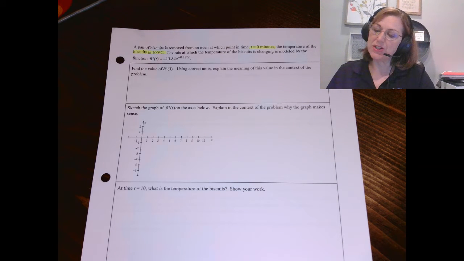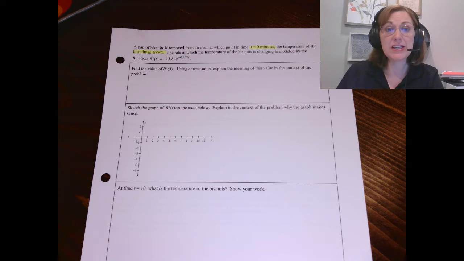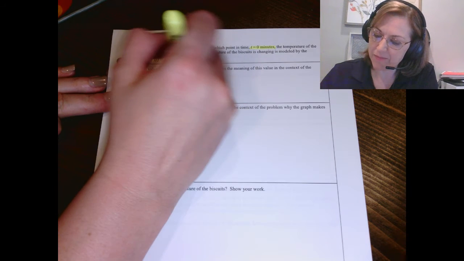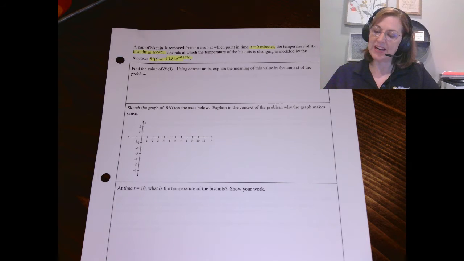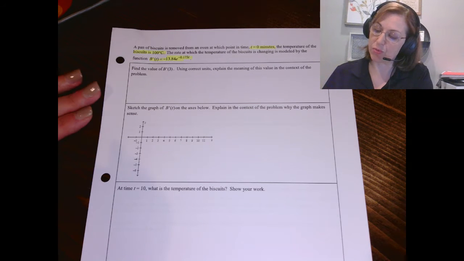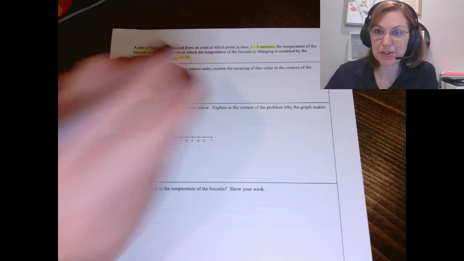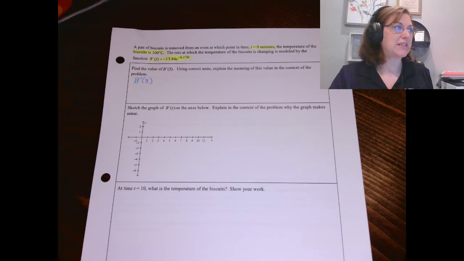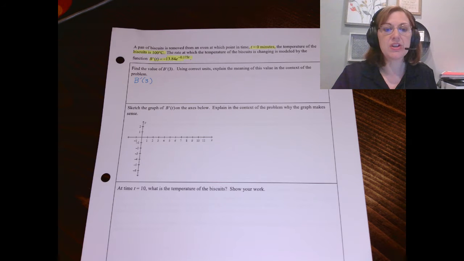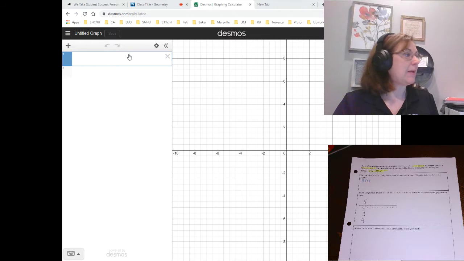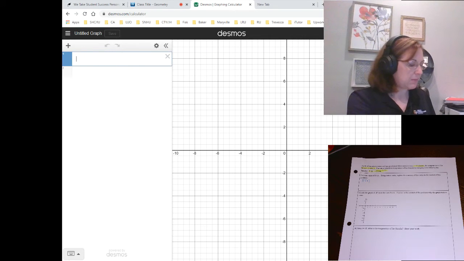The rate at which the temperature of the biscuits is changing is modeled by this function. So realize we're being given a derivative there. And we're being asked what is the value of b prime of 3. So we're going to use the calculator to do this. So I'm going to share my Desmos graphing calculator so you can see how I put this in here. And I'm going to type my function.